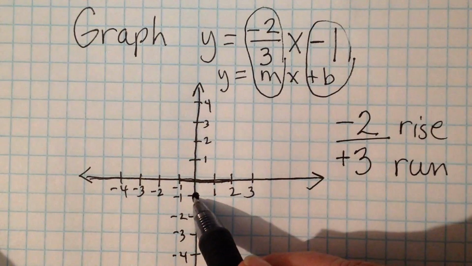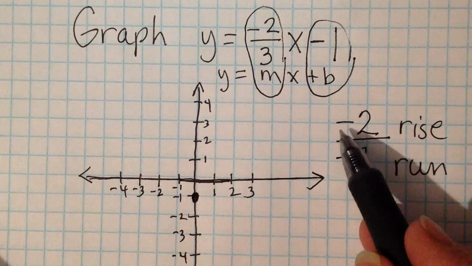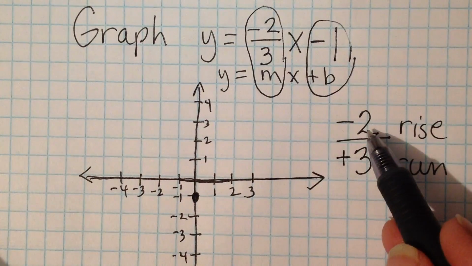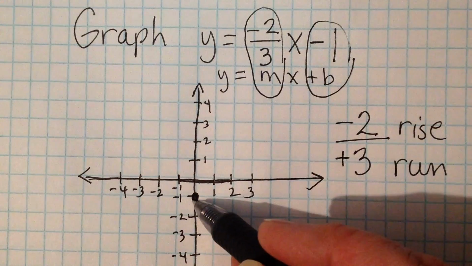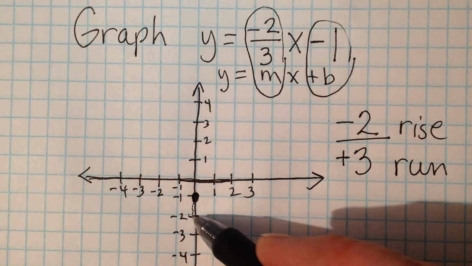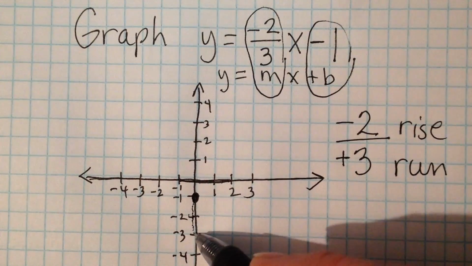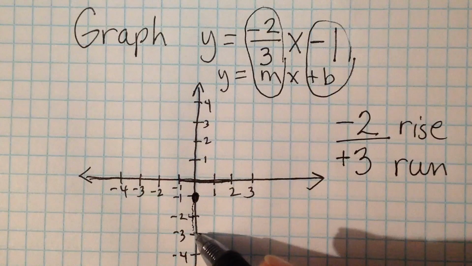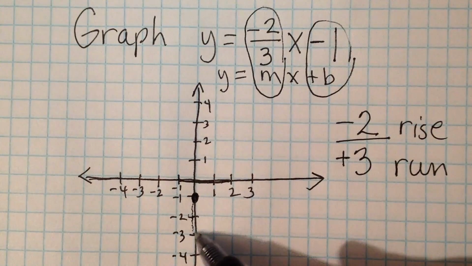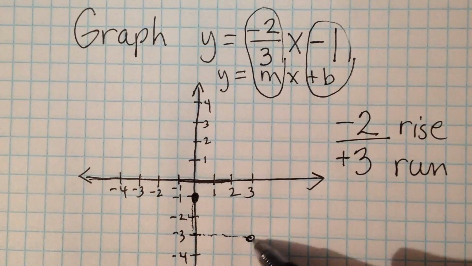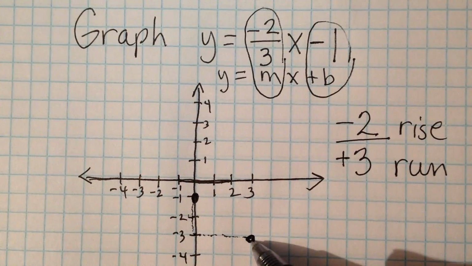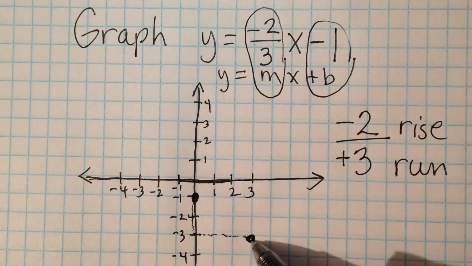So from this point, I will rise negative 2. Rising negative says go down 2. So from my point, I will rise negative 2: 1, 2. Then I will run positive 3. So let's run 3: 1, 2, 3, and make a point. You don't make a point until you rise and run.